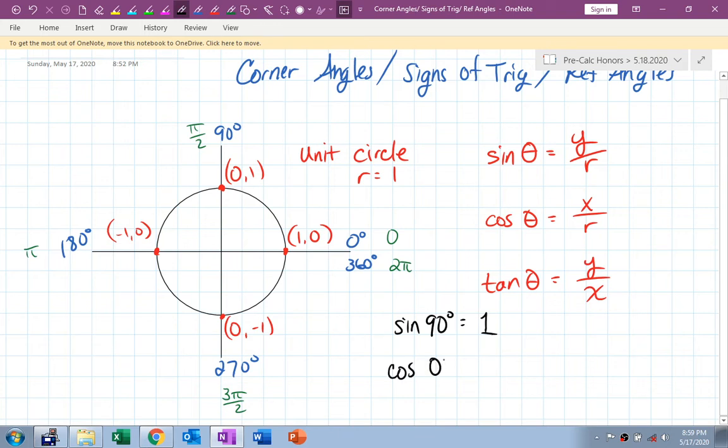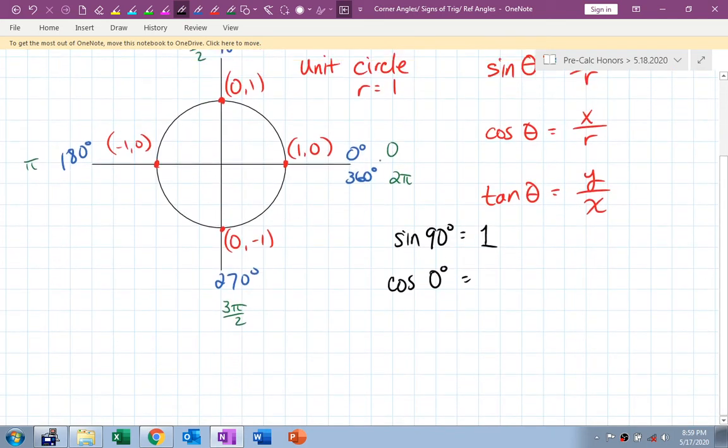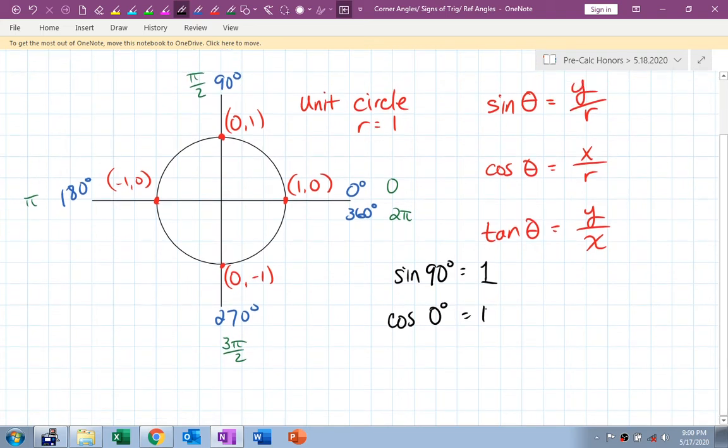Let's do the cosine of 0 degrees. The cosine of 0, well, the cosine is the x value. So go to 0 degrees, right there, find the x value, it's 1. Let's do the sine of 180 degrees. Well, again, go to 180, sine is the y value. We look at the y value, it's 0.